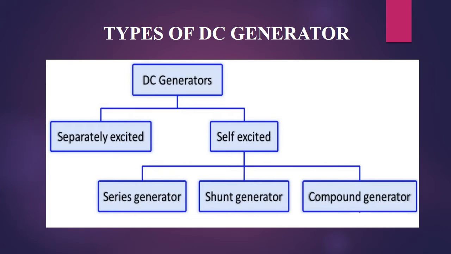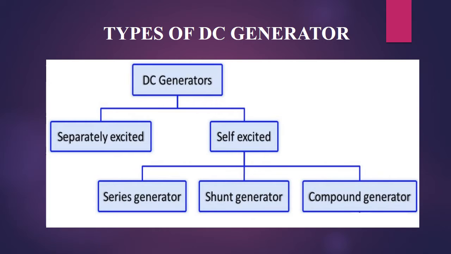Types of DC generator. There are several types of DC generators. In DC generators, there are two types: separately excited and self-excited. In self-excited, there are three types: series generator, shunt generator and compound generator. First, separately excited DC generator. If the field winding is excited by a separate DC supply, then the generator is called a separately excited DC generator. Self-excited DC generator. If in a DC generator the field winding is supplied from the armature of the generator itself, then it is called a self-excited generator.